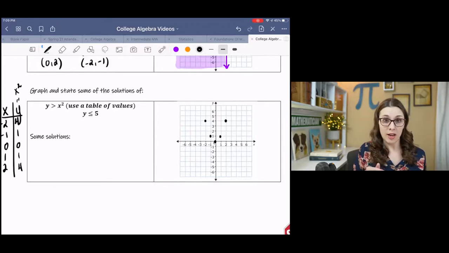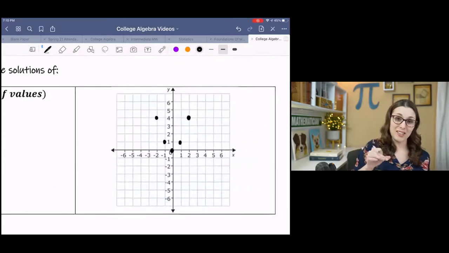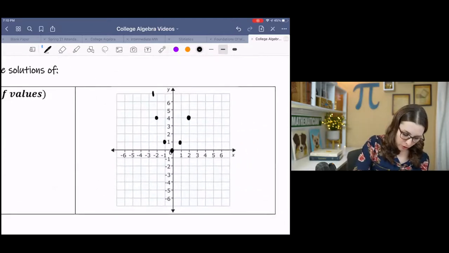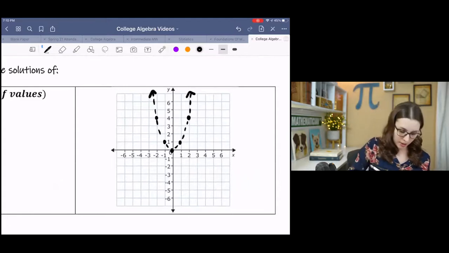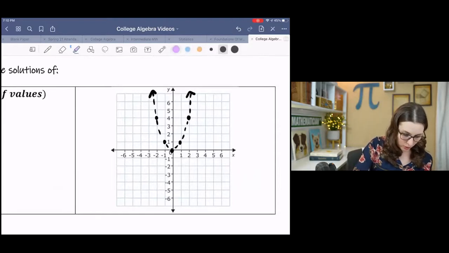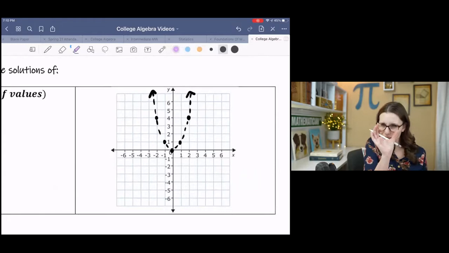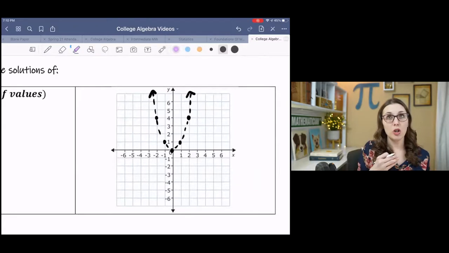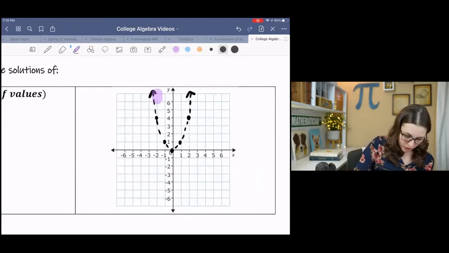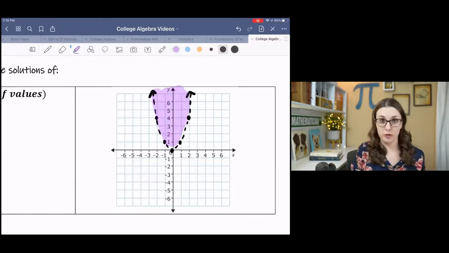It says greater than x squared. So since it does not have the equal to, we're going to do a dashed curve, which is going to feel kind of weird, but just go with it. Goes up that way. And then greater than is going to put us in the cup, you could call it a cup, because those are the y values above the curve. These y values are greater than our curve.